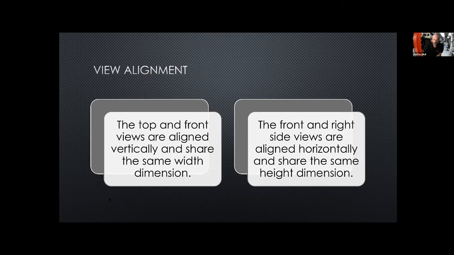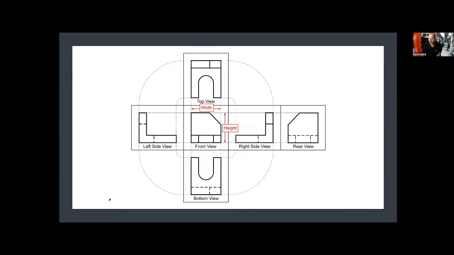Okay, so we'll have some examples. So this is an example. So typically you would draw this as the top view right on top of the front view, and then the right side view is to the right. Okay, the key components, let's see if I can erase this thing. Is there a button for that?